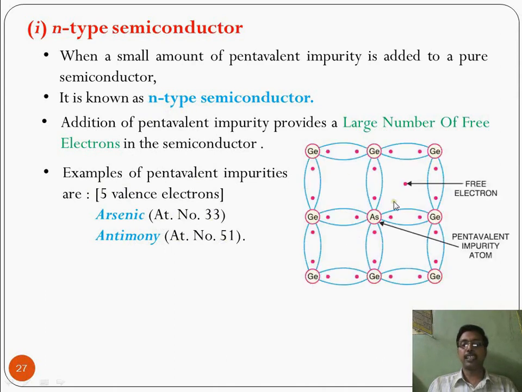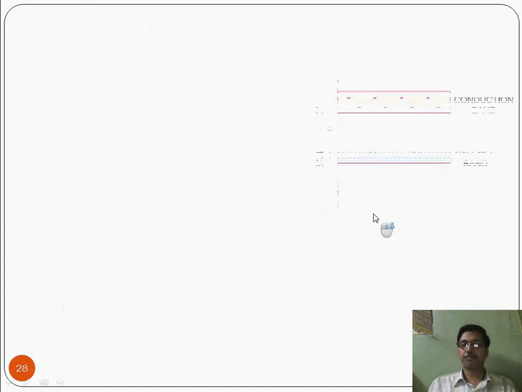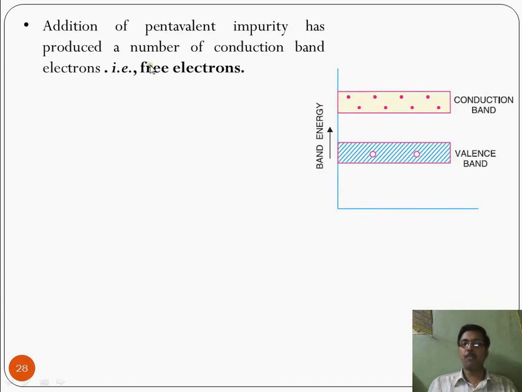Just consider this diagram. Look here. This is arsenic. Arsenic is the impurity which is added to the germanium. Consider that germanium has 4 valence electrons. Note, the impurities which produce N-type semiconductors are known as donor impurities. Why? Because this addition of pentavalent impurity produces a number of conduction band electrons, that is, free electrons in the conduction band.